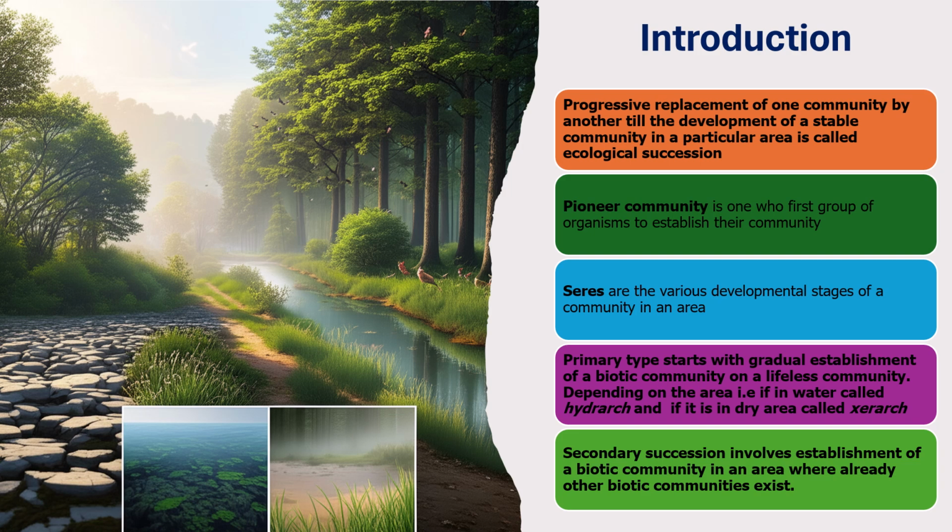Here, there are two types of succession we will discuss in the video. The first type of succession is primary, where the biotic community develops depending on the area. If it starts in water, it's called hydrarch, and if it is from a dry area, it's called xerarch.